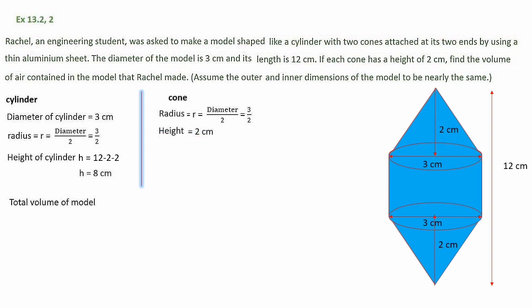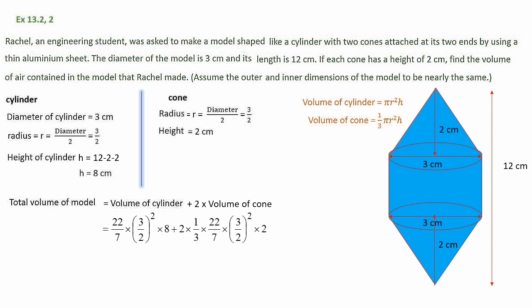Let's go for the calculation. Total volume of the model means this model contains two cones and a cylinder. That means volume of cylinder plus 2 into volume of cone. There are two cones, so just multiply 2 into the volume of one cone. Let's recall the formulas. Volume of cylinder is pi r square h and volume of cone is 1 by 3 pi r square h. You can write down these formulas on the corner of your answer sheet or notebook. Then the substitution part is enough here.